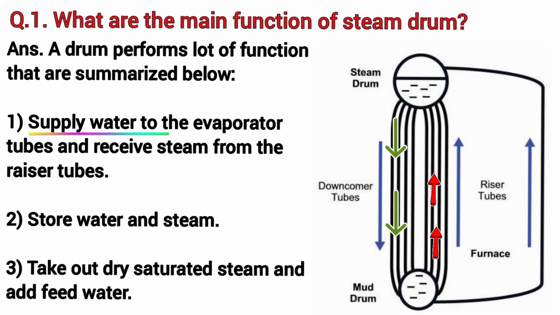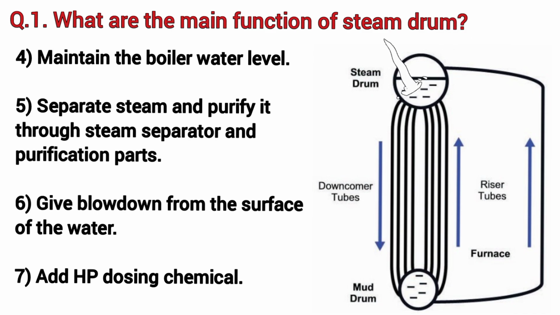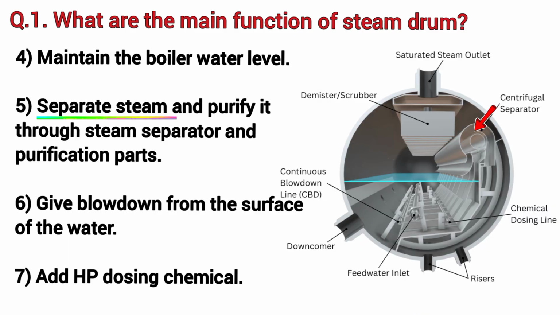Supply water to the evaporator tubes and receive steam from the riser tubes. Store water and steam. Take out dry saturated steam and add feed water. Maintain the boiler water level. Separate steam and purify it through steam separator and purification parts.